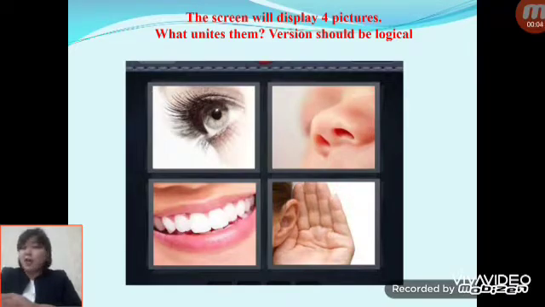Today we'll start our English lesson with the game 4 pictures and 1 word. On the screen we'll display 4 pictures. Look at these pictures. What unites them? Try to guess the word. Okay? Now the first picture.